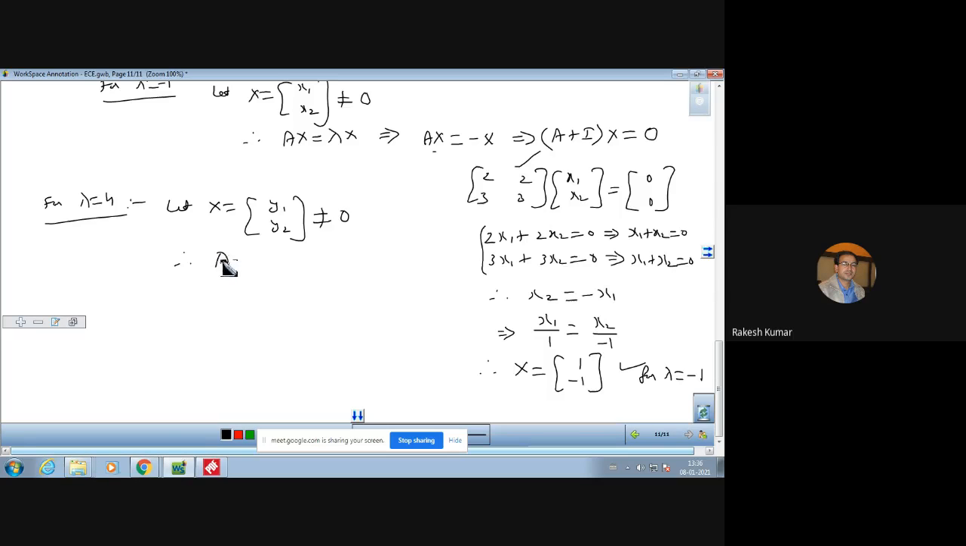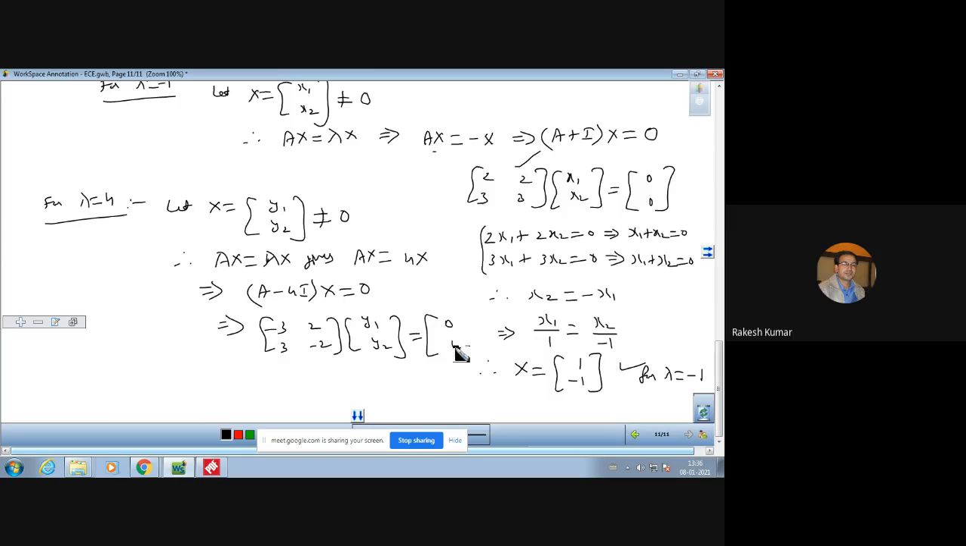So therefore Ax is equal to lambda x, which gives Ax is equal to 4x. So it is (A minus 4I) into x is the 0 vector. And with the help of this, you will have the equation. You will have the matrix form -3, 2, 3, -2, times y1, y2 is equal to 0, 0. And you will have a single equation from this.